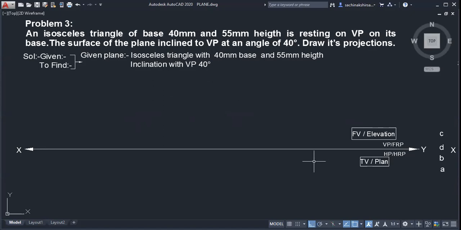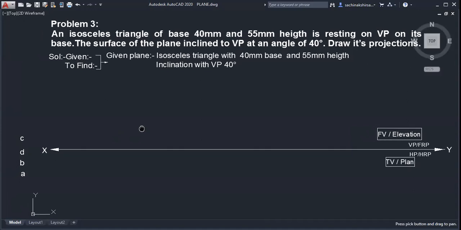So shall we start? Yes, sir. Where to draw? The first step will always be the true shape and line view. Always remember this, not only in this chapter but even in further chapters, like projection of solids. The first step is to draw the true shape, but above XY or below XY, that is most important. In this problem, where do we have to draw? Above XY.